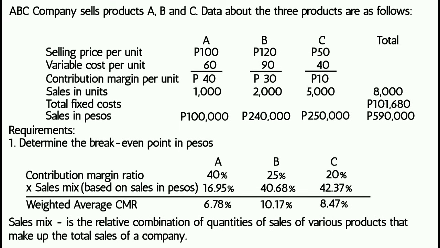I-add lang natin yung tatlo at yan na yung weighted average contribution margin ratio. 6.78% plus 10.17% plus 8.47%, that is equal to 25.42%.